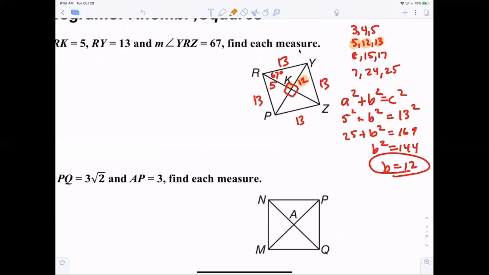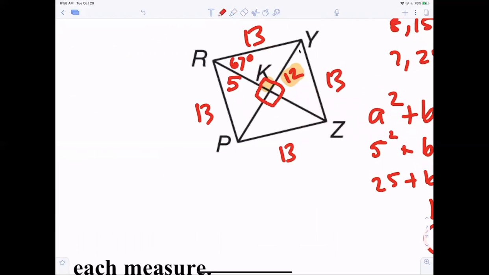So I always tell kids, I think it's easier just to go ahead and mark everything. If that's 67, then this angle right here is going to be what? 23, right? Everybody agree with that? Now, is the top triangle the same as the bottom triangle? So this angle right here, I just want to make sure you guys know, has to be how many degrees?